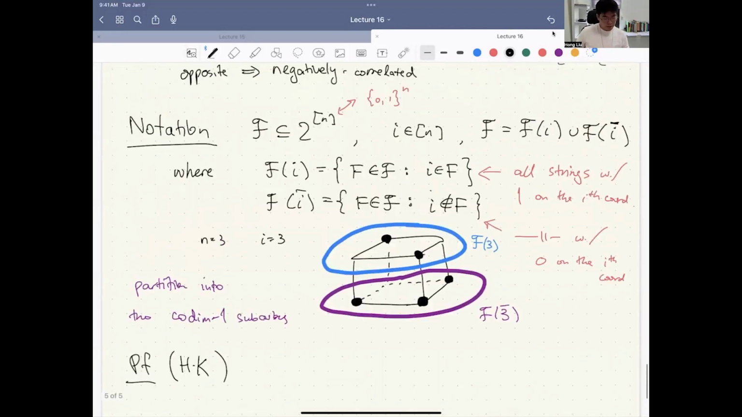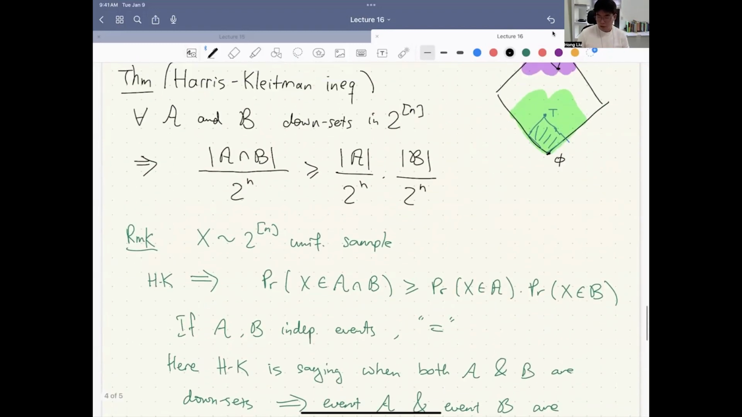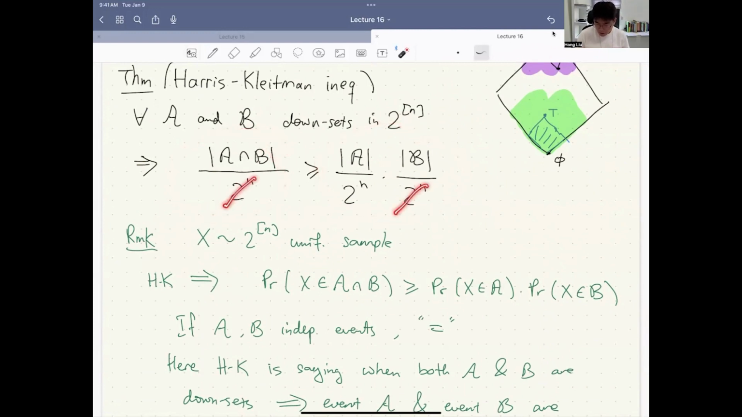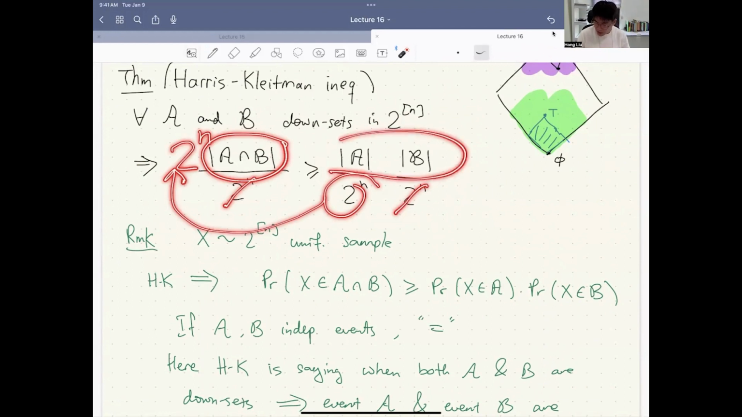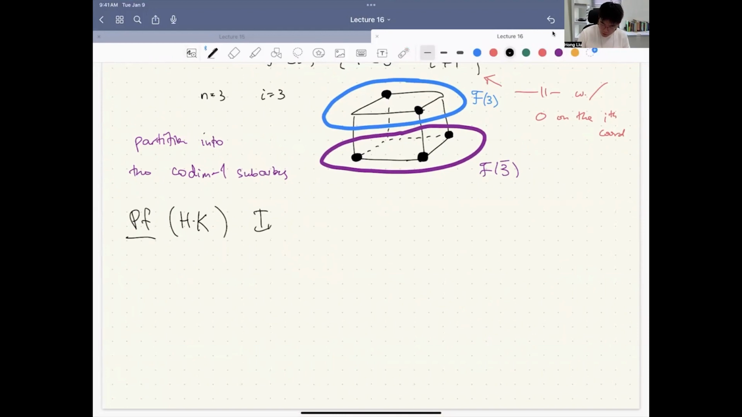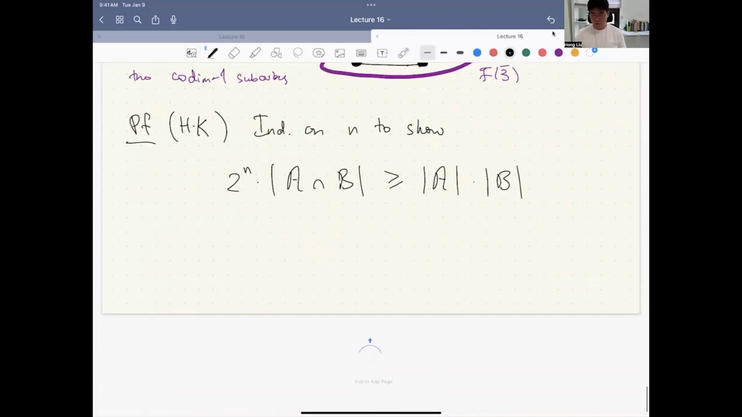Let's rewrite this a little bit. This being bigger than this is the same as, let's cancel 1 and move this to the other side. So we will use induction on n to show that 2 to the n times the cardinality of A intersect B is at least the cardinality of A times the cardinality of B.